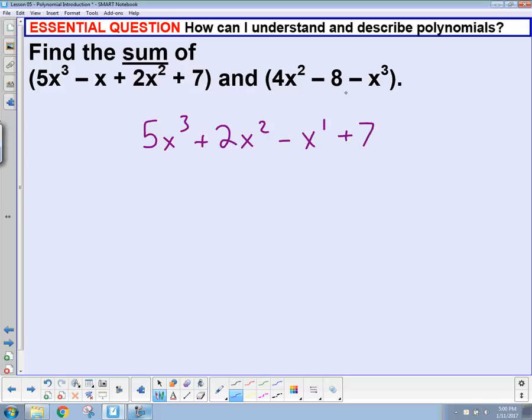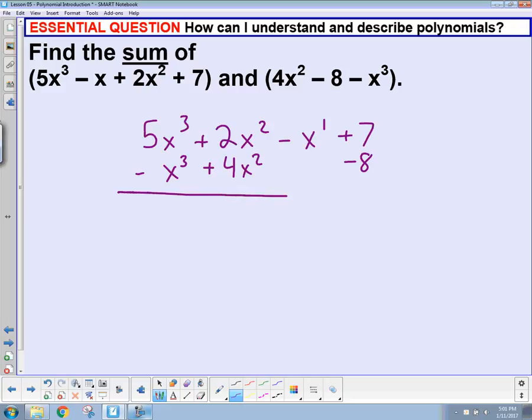Now I'm going to write the second one underneath it. Again, lining up like terms. This is cubed, so I'm going to put it here. This is 4x squared, so I'm going to put plus 4x squared. See how they're lining up? And then negative 8. That's out here.